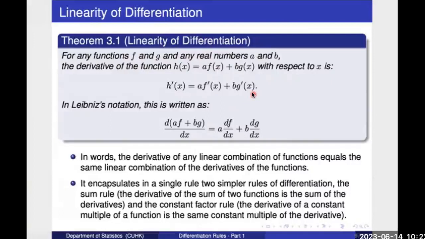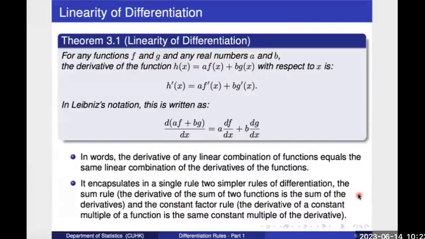In other words, the derivative of any linear combination of functions equals the same linear combination of the derivatives of the functions. This theorem encapsulates in a single rule two simpler rules of differentiation, the sum rule and the constant factor rule. By applying this rule, we can easily find the derivative of polynomial functions and other linear combinations of functions.